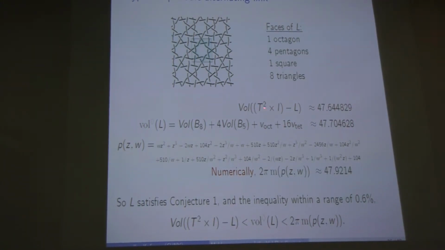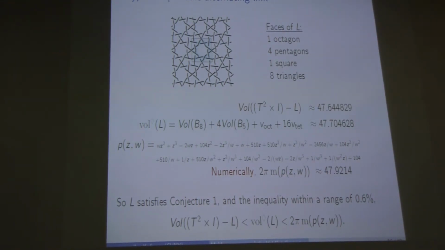And so the volume is 47.6 something. The bipyramid volume with these faces is 47.7 something, right? Our theorem said one's always going to be bigger than the other. The characteristic polynomial for the corresponding toroidal dimer model is this mess. That's hard to compute the Mahler measure. That's a genus 8 polynomial. Numerically, it's 47.9 something. And so that conjecture 1 that we saw is satisfied within a range of 0.6%.